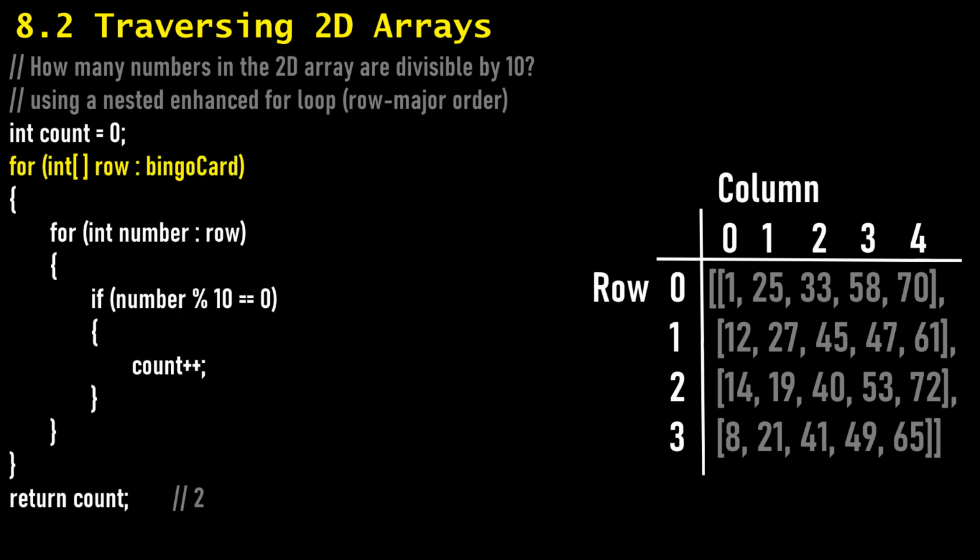If you want to use a nested enhanced for loop, the traversal only occurs in row major order, as the outer loop will go through the rows first. This means that in the outer loop's header, we need to add a pair of square brackets after the array's type to signify that we're accessing each row, which is essentially a 1D array. The inner loop will then traverse each element in the given 1D array.